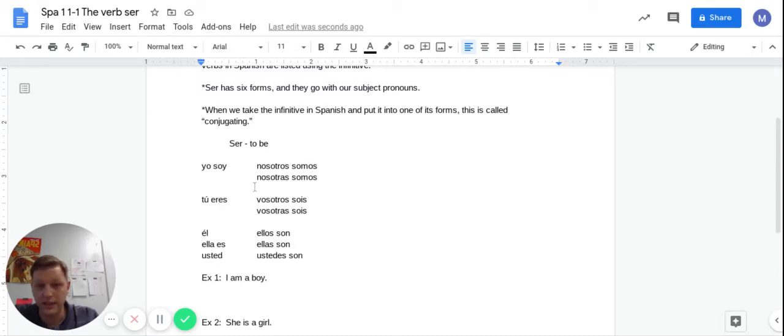Okay, now look on the right side of the T-chart. This is called a T-chart when you have all the verb forms written out like that. The we form is nosotros somos. Can you say somos? The we, when we is all chicas, is going to be nosotras somos. The vosotros, the y'all form, is vosotros sois. When y'all is all female, it's going to be vosotras sois. They is ellos son, they are. They, when they is all ladies, is going to be ellas son. And then the formal way to say y'all are is ustedes son.